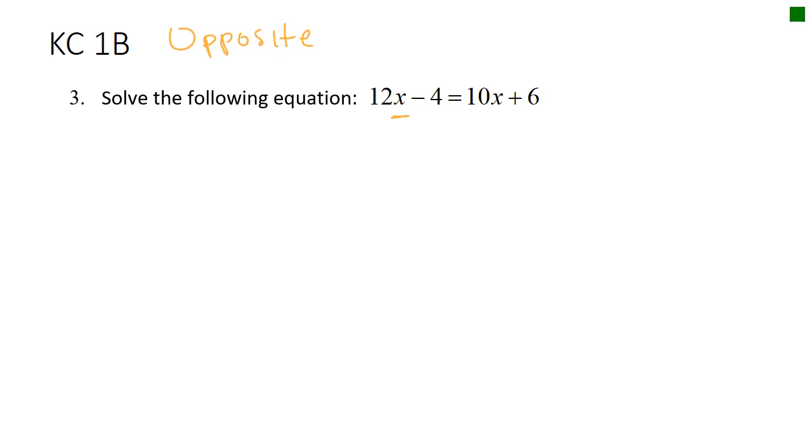It does not matter which side you start. Why? Because I have 12x, negative 4. I have two numbers this side, right? And you should know that the equal sign creates two sides. One side, the other side. I have 10x and positive 6. How many numbers do I have? 2.